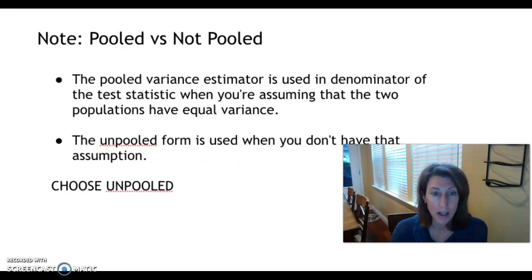So here we go. Let me just tell you what it means, pooled versus not pooled. Pooled is when we're taking some sort of variance estimator and we use it in the denominator of the test statistic and assume the two populations have equal variance. It's not very common that this will happen. Most of the time we're going to use unpooled, and that's when we don't assume they have equal variances. There's no reason in these cases to assume there's an equal variance or standard deviation. So choose unpooled. So there's my little plug for that.